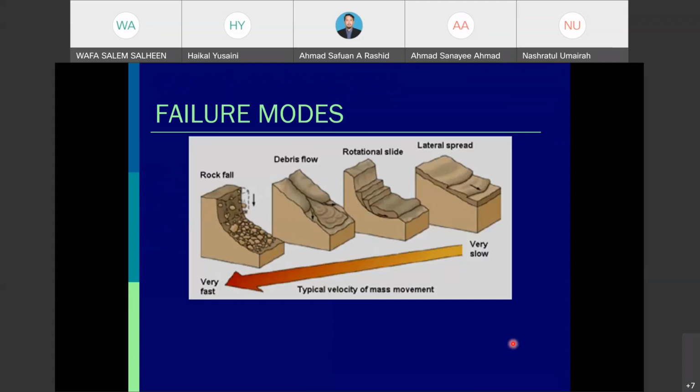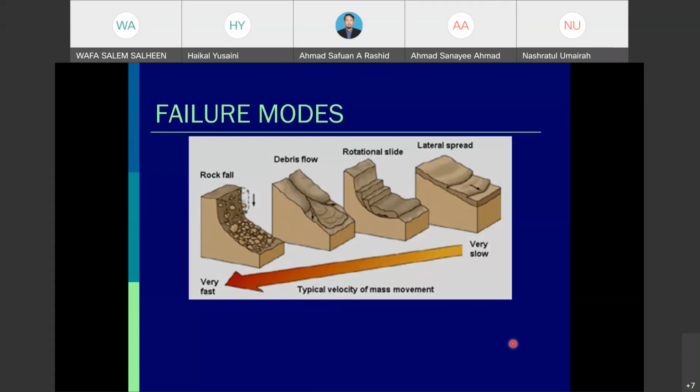So in terms of the failure modes, we can compare in terms of the velocity of mass movement. For the lateral spread it is slow, and then it increases when the failure is a rotational slide, and increases again when it behaves as a debris flow. The last one is the rock fall, because the mass or volume of the rock is very high.